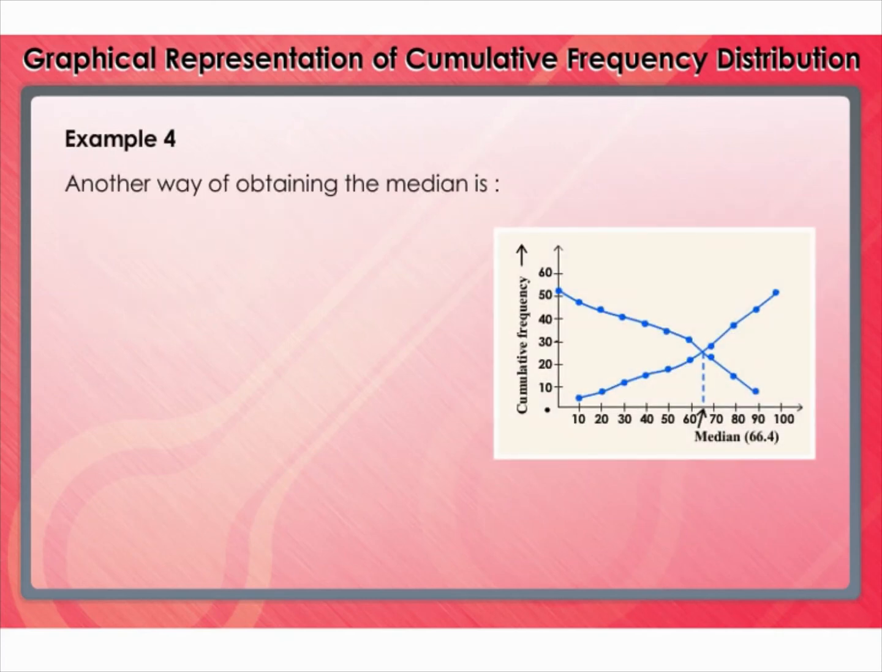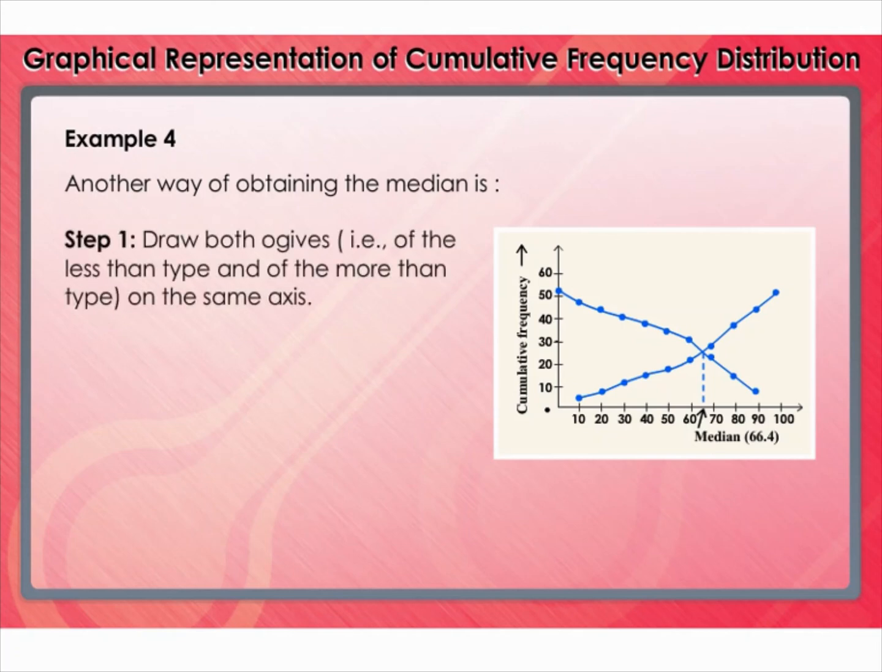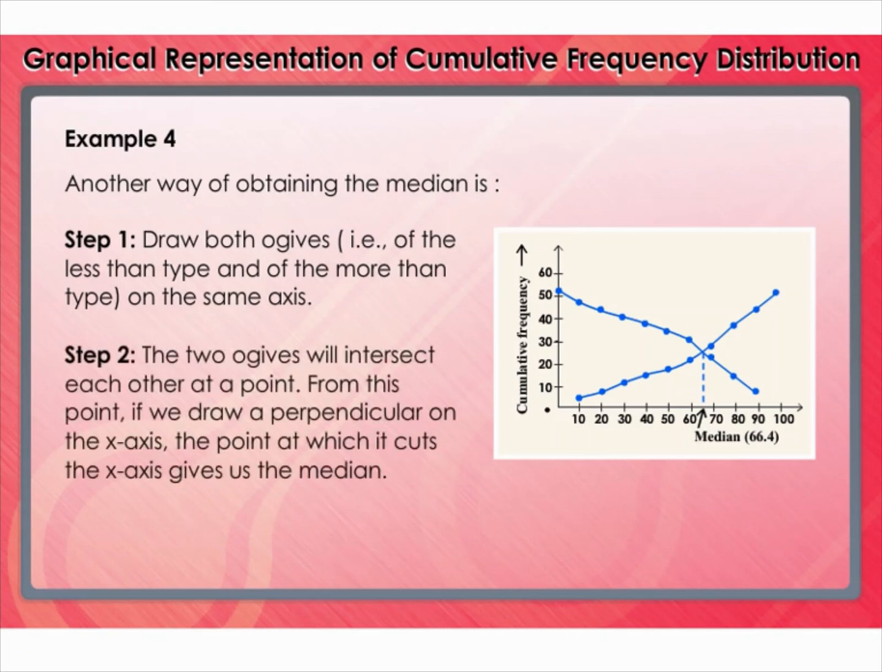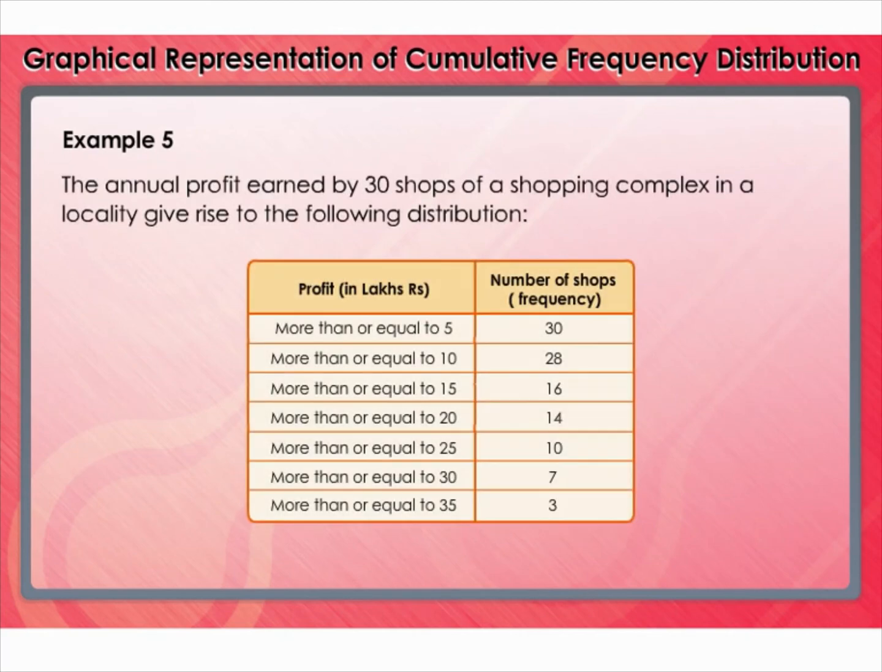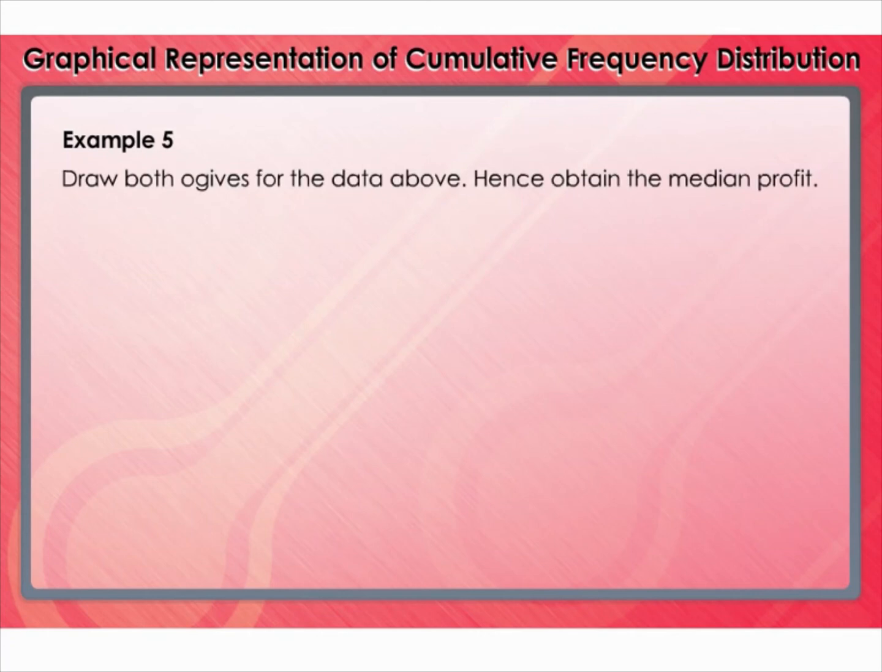Another way of obtaining the median is shown. Step 1. Draw both ogives, that is of the less than type and of the more than type, on the same axis. Step 2. The two ogives will intersect each other at a point. From this point, if we draw a perpendicular on the x-axis, the point at which it cuts the x-axis gives us the median. Let's consider an example. The annual profits earned by 30 shops of a shopping complex in a locality gives rise to the following distribution. Draw both ogives for the data given. Hence obtain the median profit.